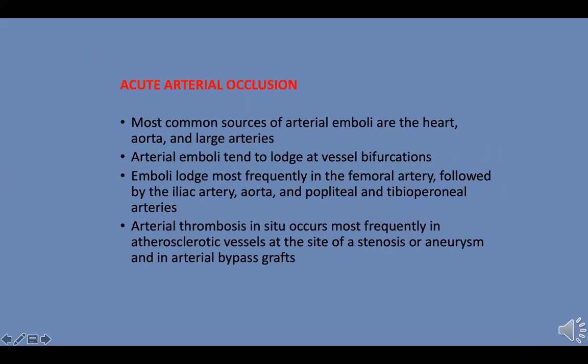The most common sources of arterial emboli are the heart, aorta, and large arteries. They tend to lodge at vessel bifurcations. Emboli lodge most frequently in the femoral artery, followed by the iliac artery, aorta, popliteal, and tibioperoneal arteries. Arterial thrombosis in situ occurs most frequently in atherosclerotic vessels at the site of stenosis or aneurysm and in arterial bypass grafts.